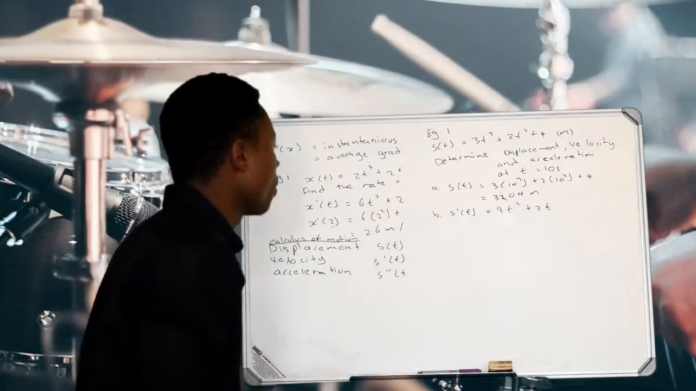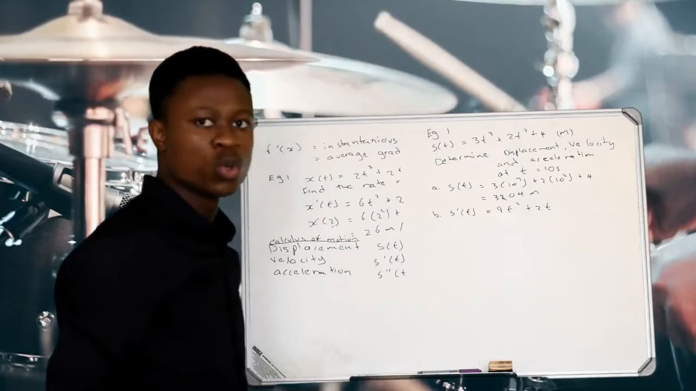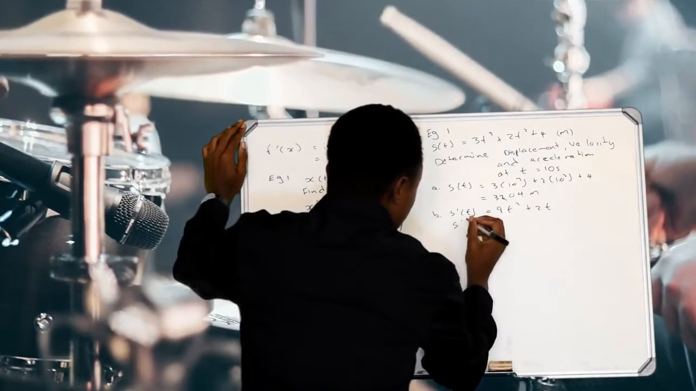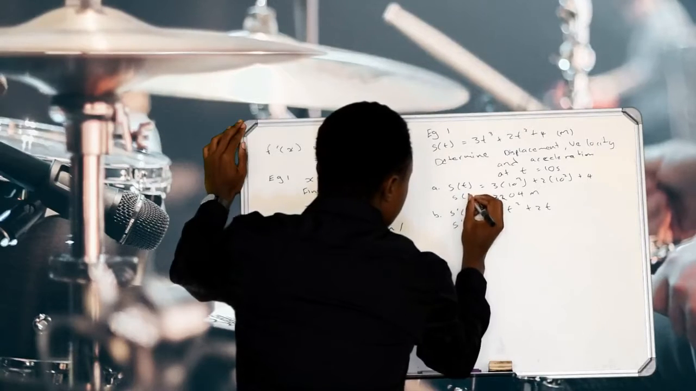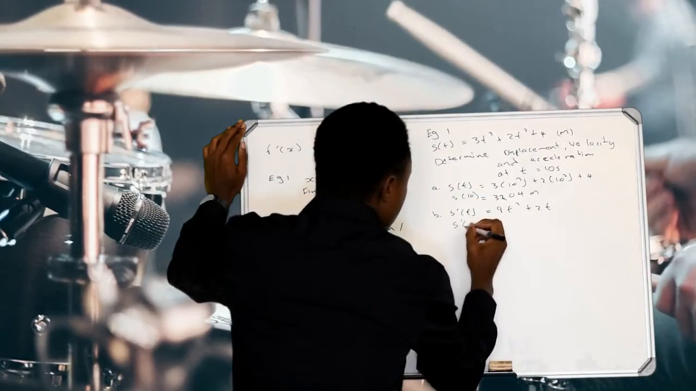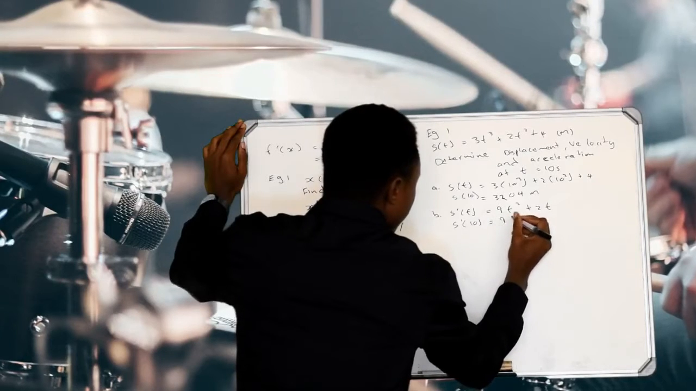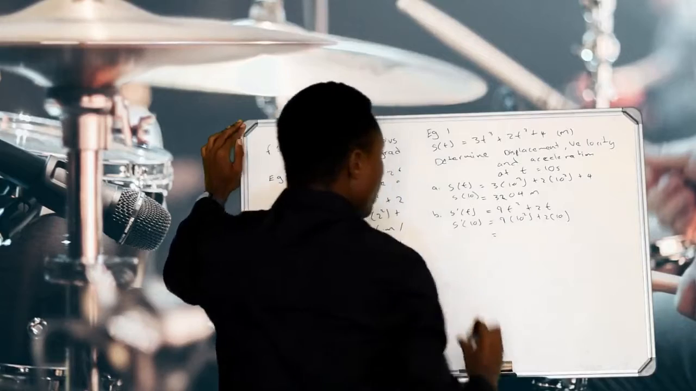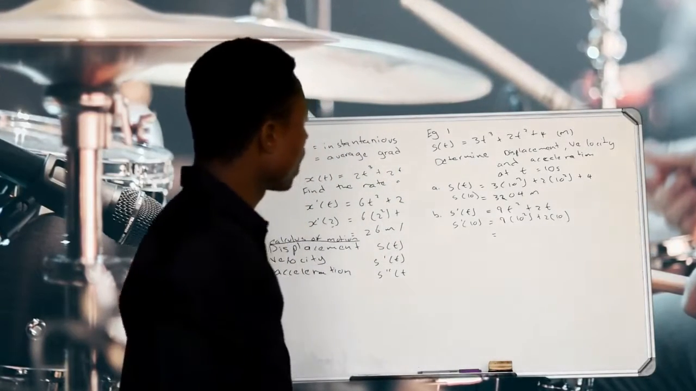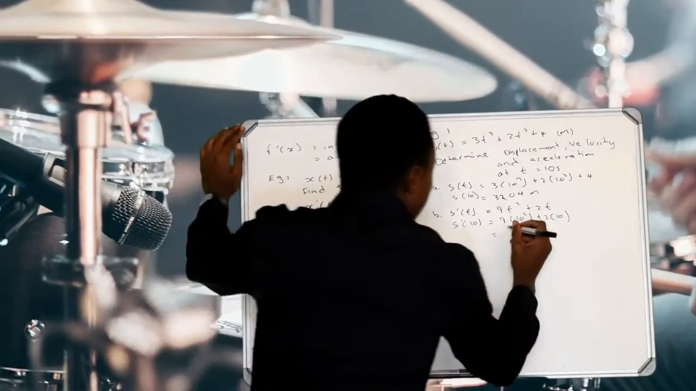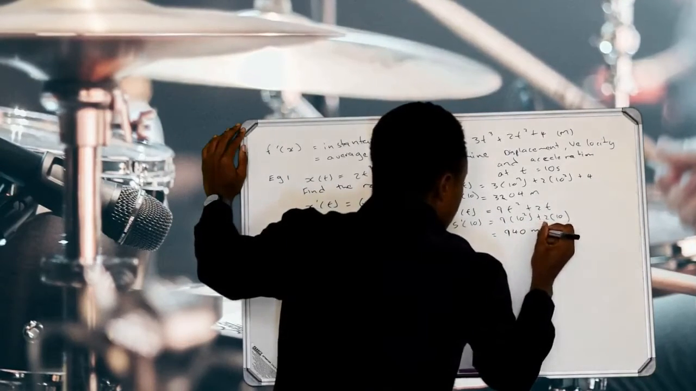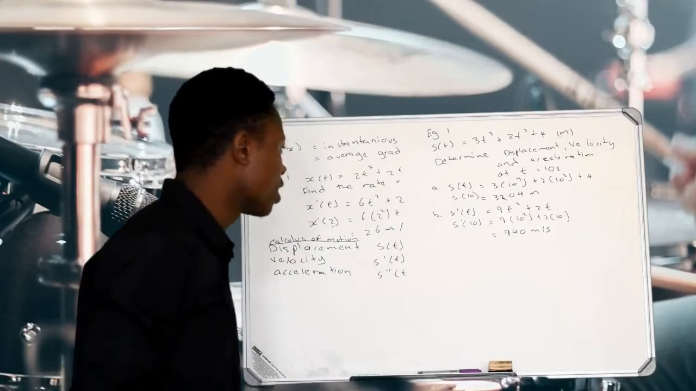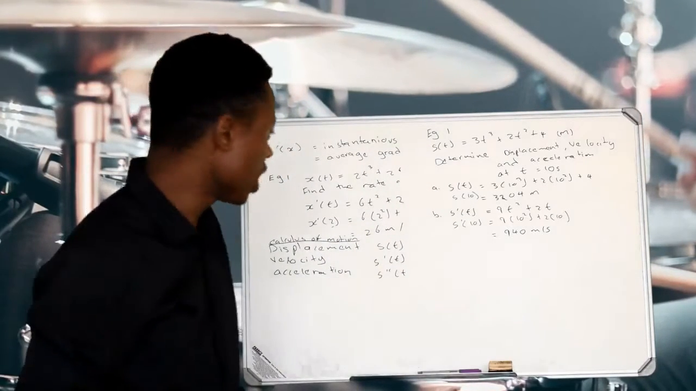Now since we have the formula for the velocity, what do we do? We substitute. Wherever we see a t, we put 10. So s prime of 10 is equal to 9 times 10 squared plus 2 times 10. If you calculate this, this will be 900 plus 40, so this will be 940 meters per second. Units, do not forget your units. Look at that speed, going crazy.